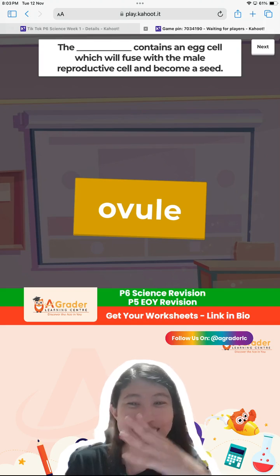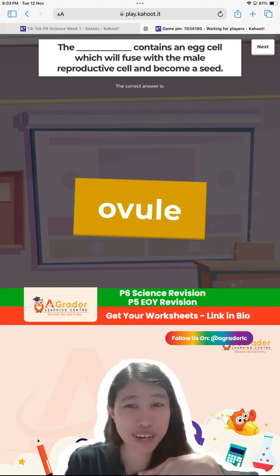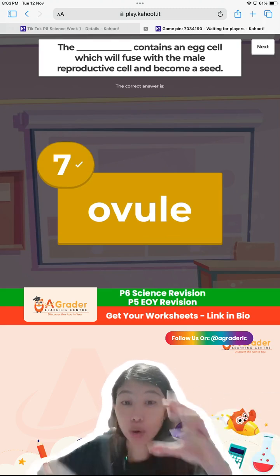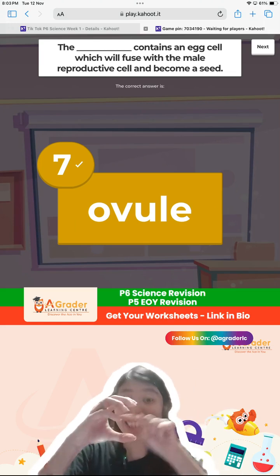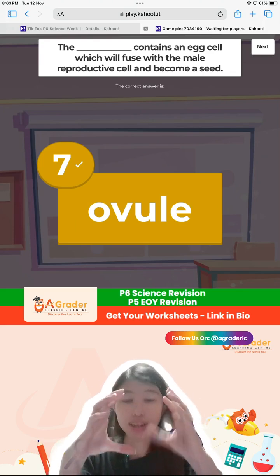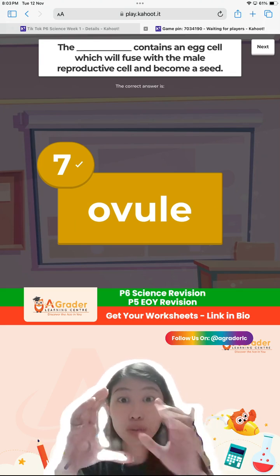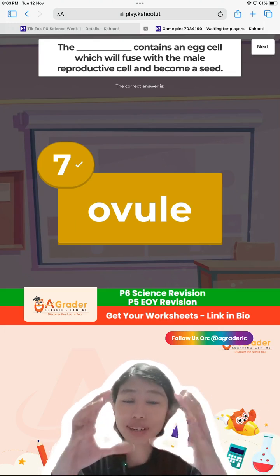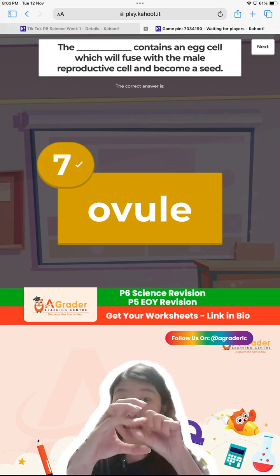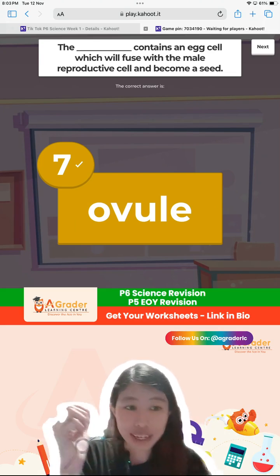Hello, it's not the ovaries that fuse with the male reproductive cells, it's the ovules that fuse with the male reproductive cells. The ovule inside has an egg cell. Don't get tricked by the question, okay? It's not the ovary, then inside the egg cell. The ovary will not fuse with the male reproductive cell, okay? This one is a trick question. So the ovule inside contains an egg cell, okay?